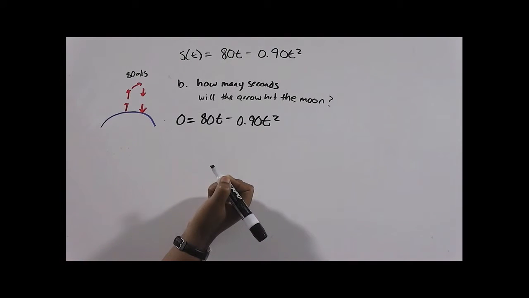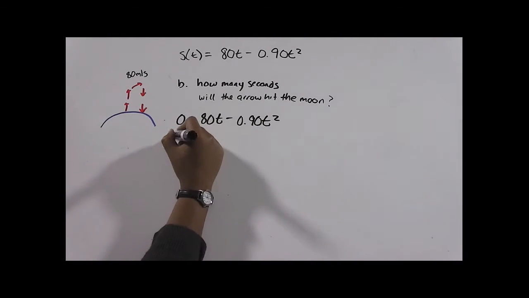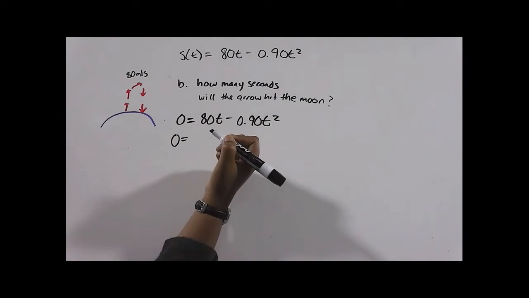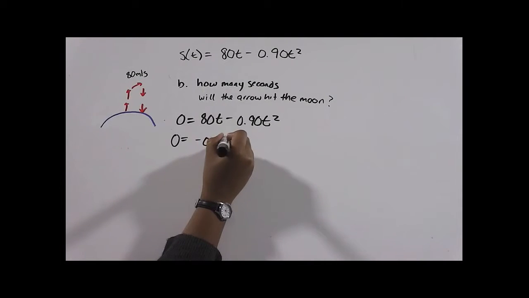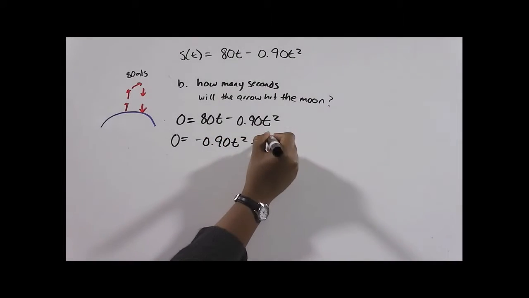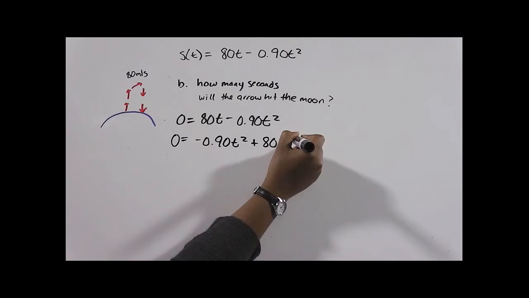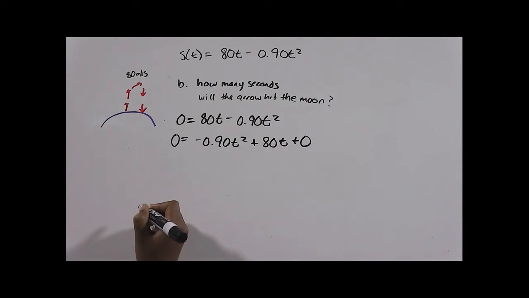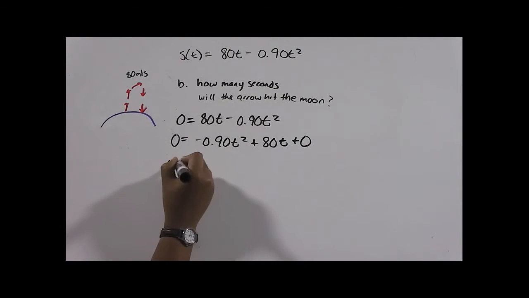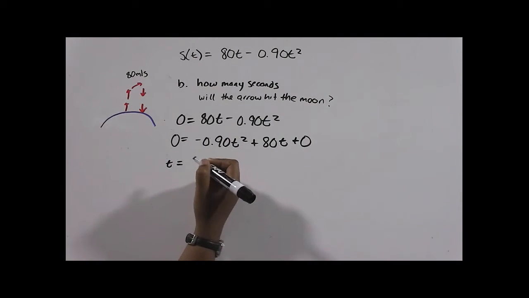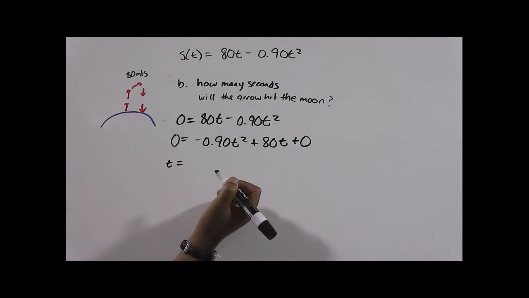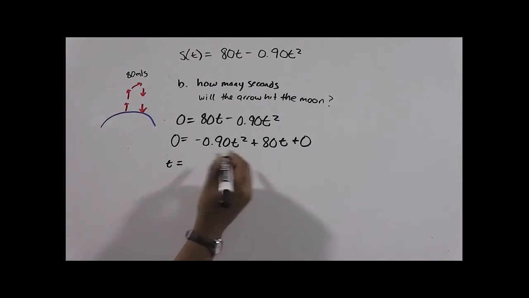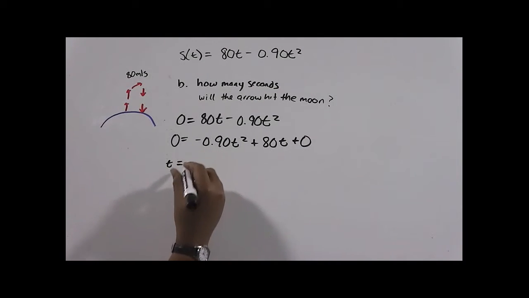And this should remind you of a quadratic formula. So let's just rewrite this in a format that looks a little more familiar to us. And now that we have it in this form, we can find t by the quadratic formula, which is negative b plus or minus the square root of b squared minus 4ac all over 2a. So let's just plug in those numbers.